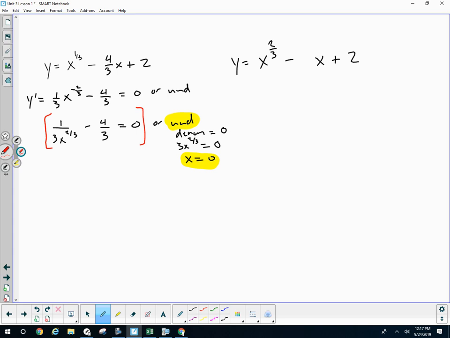Okay. Since I just have one x, I can just isolate the x. So I can add the 4/3. I can flip both sides. You can cross multiply if you are so inclined to do so. You can divide by 3 just to get x to the 2/3 by itself.